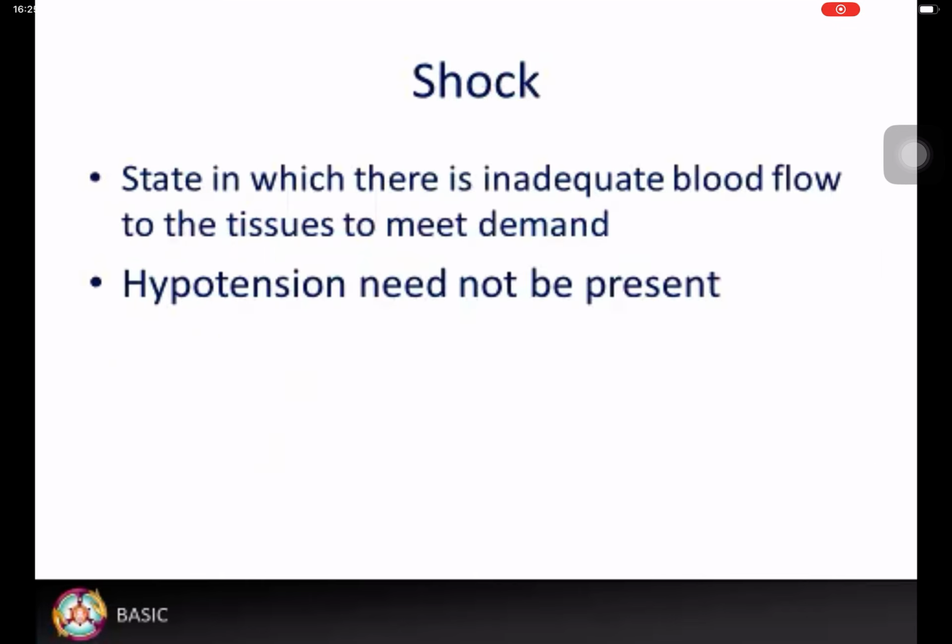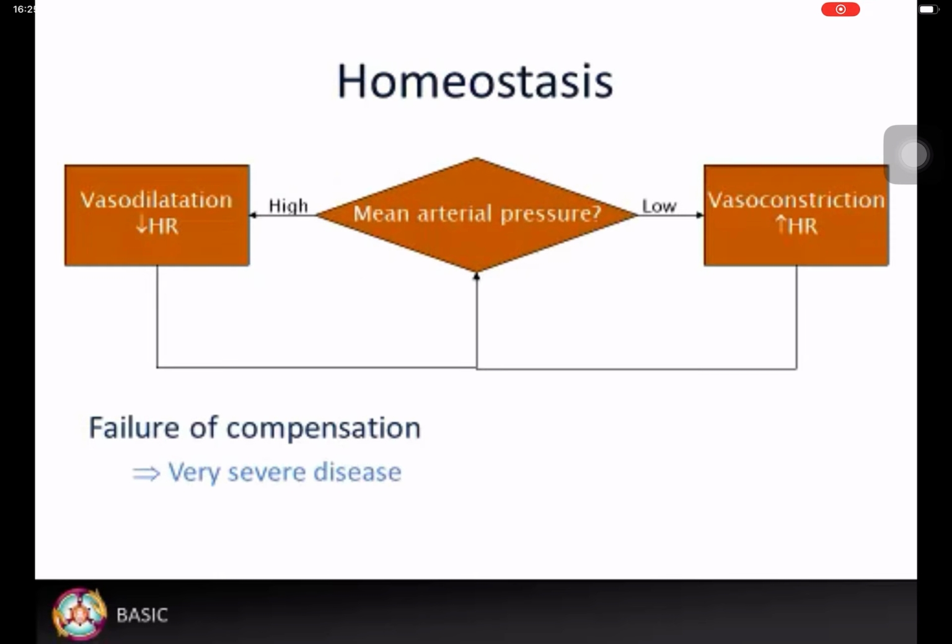Shock is a state where there is inadequate perfusion to the tissues to meet demand. Although hypotension frequently accompanies shock, it need not be present. This is self-evident if you remember that there are homeostatic mechanisms which maintain blood pressure even when cardiac output falls. Thus, a fall in cardiac output and blood pressure results in vasoconstriction and tachycardia in an attempt to maintain a constant blood pressure. It is only when these compensatory responses are overwhelmed or malfunctioning that the blood pressure falls.